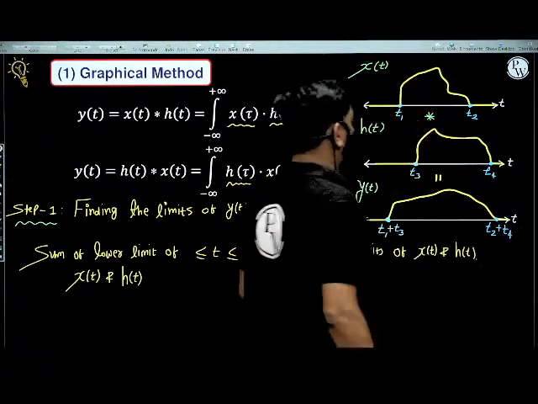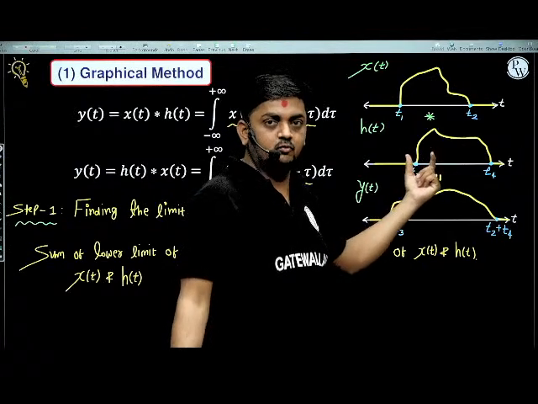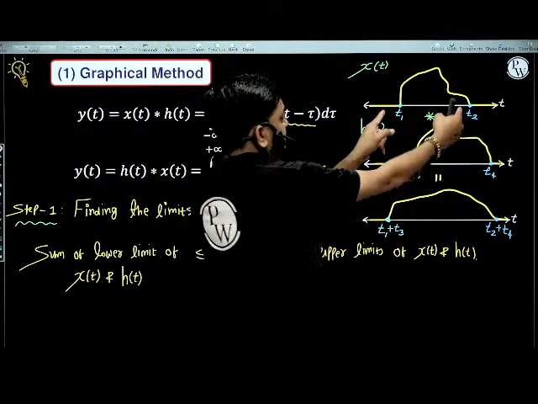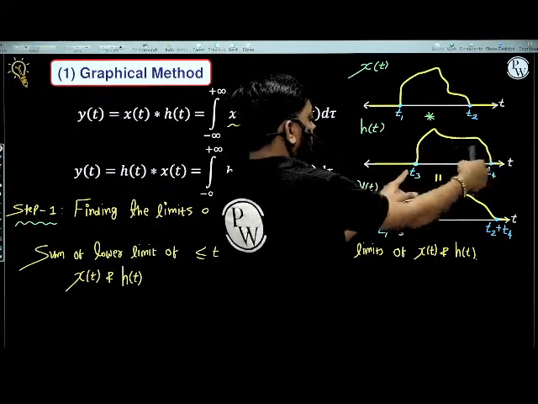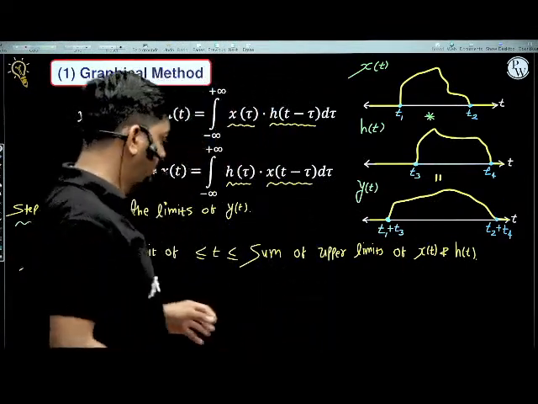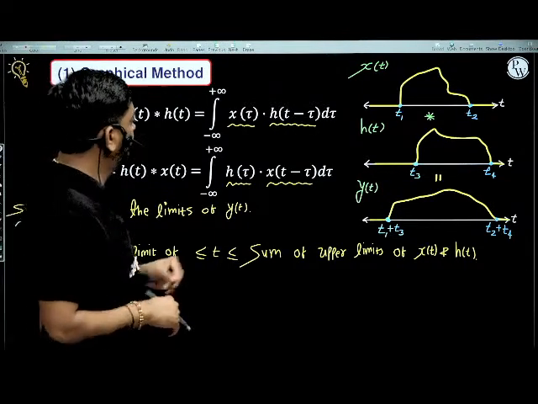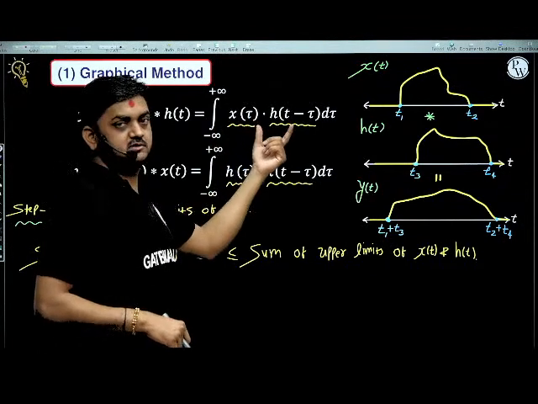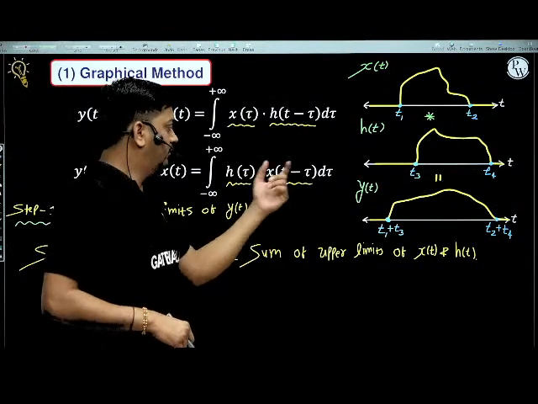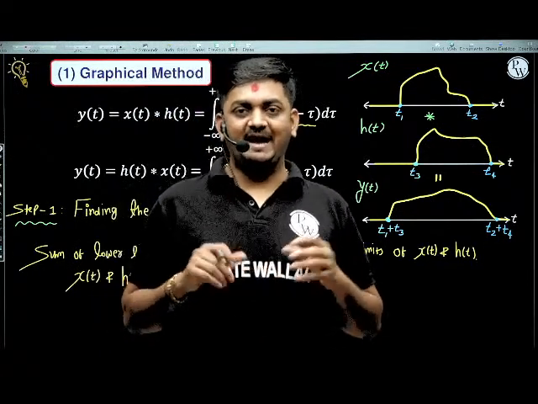Of course, if this signal has width T1 and this signal has width T2, then the width of the resultant signal will be T1 plus T2. Correct? So this is the meaning of the first step. Now next, as I told you, you require x of tau and h of t minus tau, or h of tau and x of t minus tau. So here the variable of interest is tau. So first of all, you need to change the x-axis from t to tau.